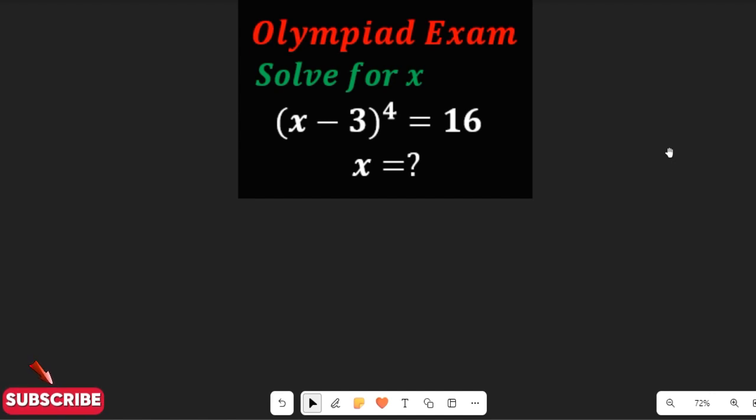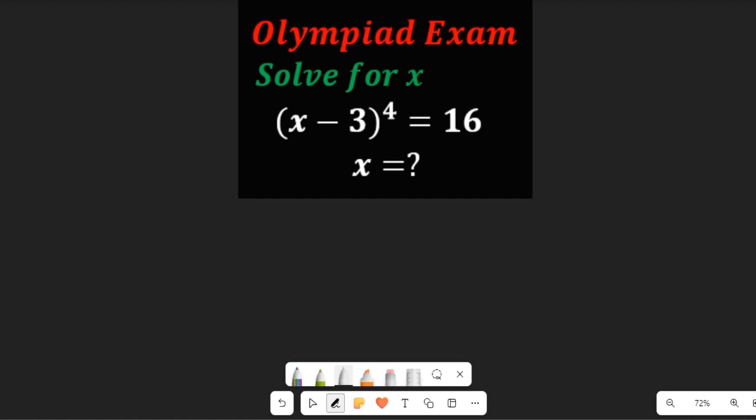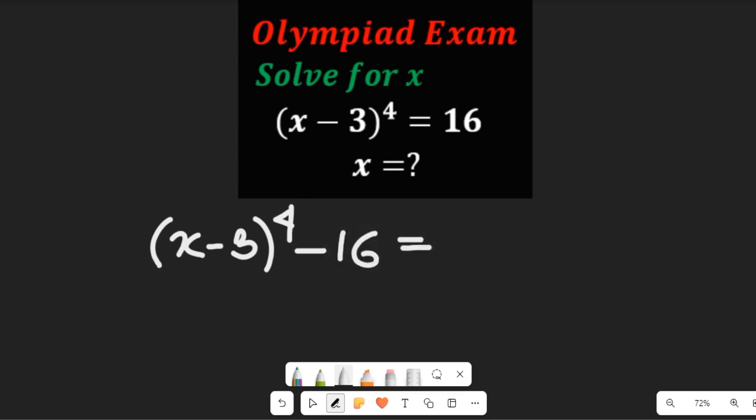Now, to solve this expression using an algebraic formula, we are going to bring 16 back to the left hand side, and that makes the equation become (x - 3)^4. We subtract 16 from both sides, then the right hand side will be equal to 0.